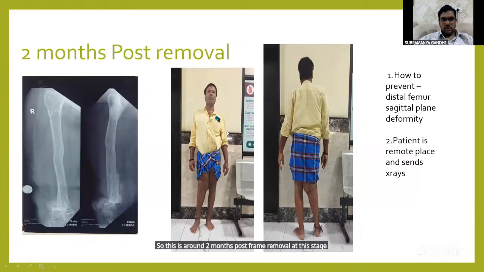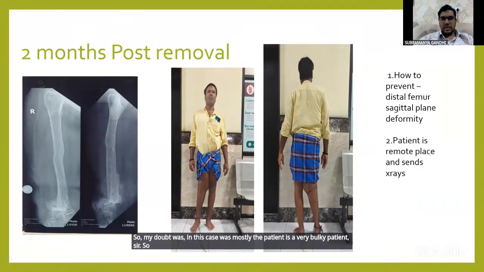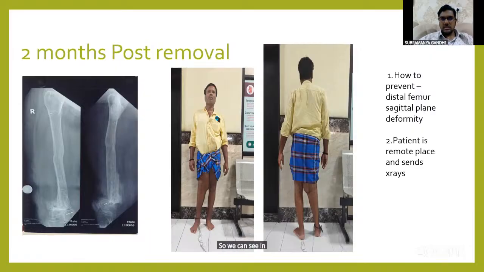So my doubt in this case was mostly that the patient is a very bulky patient, sir. So in this case, we had to use a metal ring, but sometimes with this metal ring, holding the distal fragment is a little difficult since the fragment was very small. So we can see in the lateral view, there is a sagittal plane deformity which has occurred.